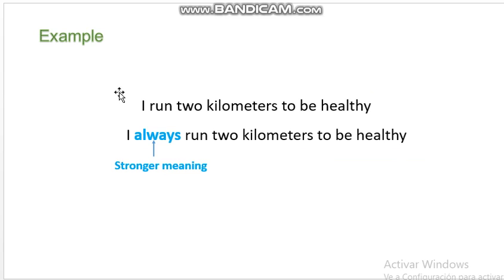For example, I have two sentences. In the first one, if I say I run 2 kilometers to be healthy, I am giving you that meaning. But it is different if I say I always run 2 kilometers to be healthy. In this second sentence, the meaning is stronger. So you give more information in the second example, and the information goes further for people to understand.